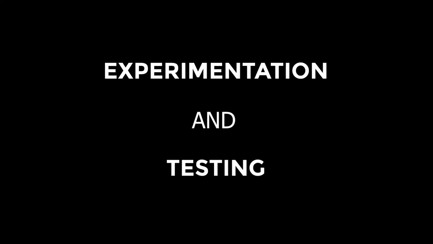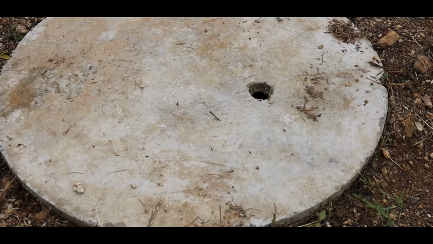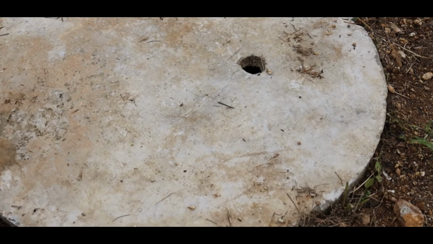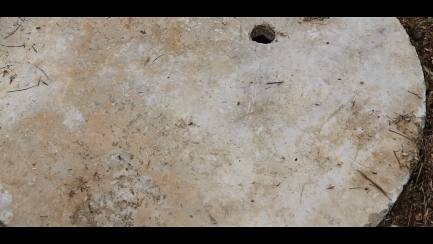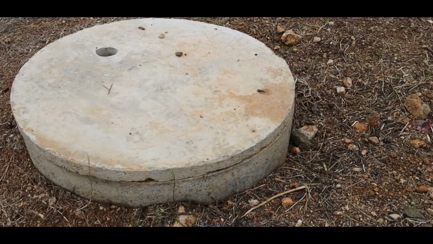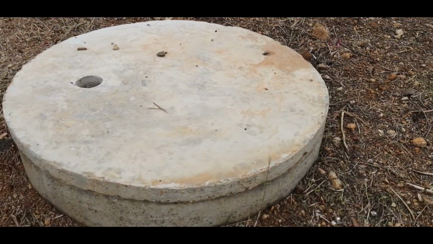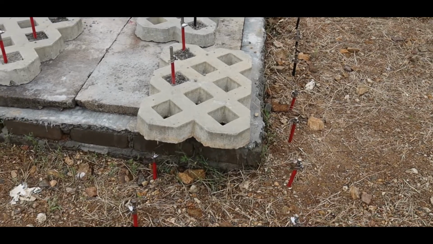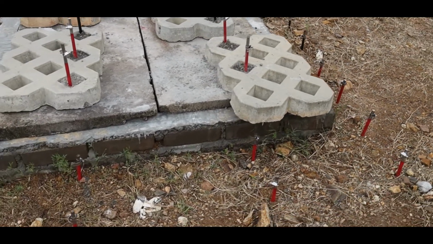Experimentation and testing. At Indian Institute of Information Technology Design and Manufacturing Kanchipuram we have set up a test bed. 1. Circular tank of 2 number with 3 feet diameter and 4 feet depth. 2. Circular tank of 2 number with 4 feet diameter and 4 feet depth. 3. Square tank with 4 feet depth.